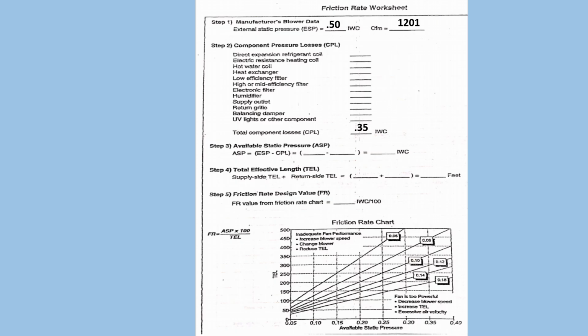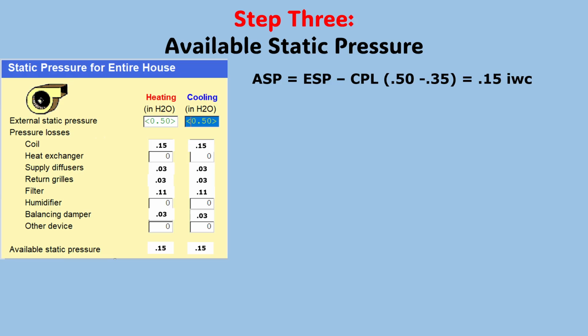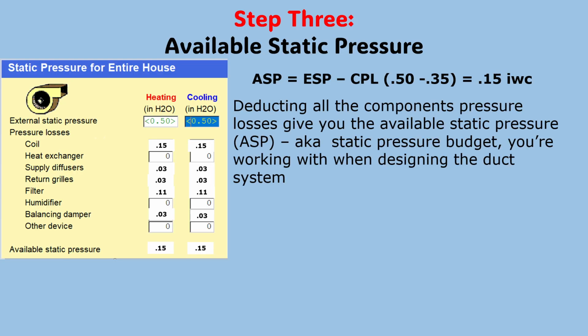So we put the total component losses on our sheet. Then we are looking at available static pressure. So our static pressure is 0.50 minus 0.35, and it equals 0.15 inches of water column for our available static pressure. And that's because we've deducted all of these to get our static budget that you're working with when designing the duct system.